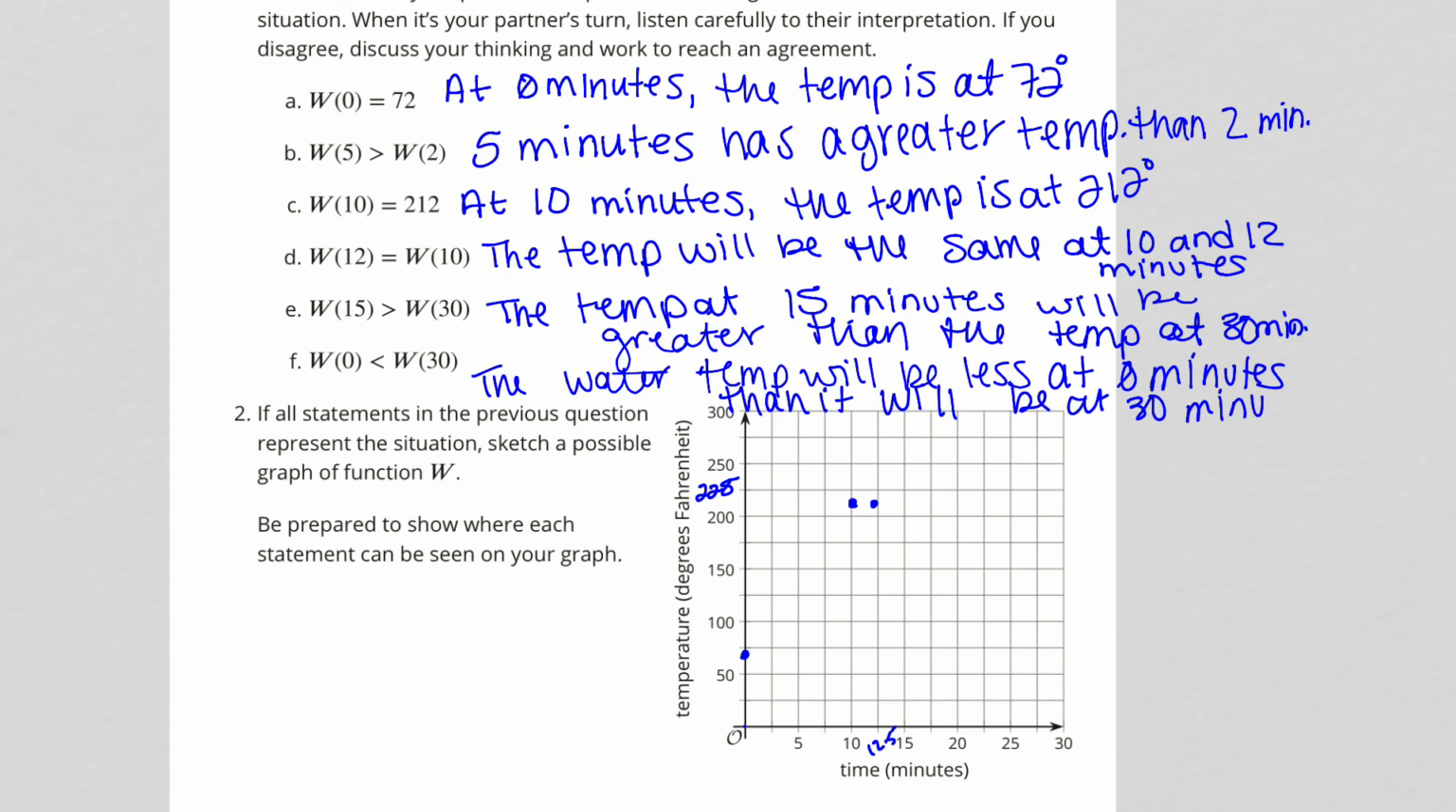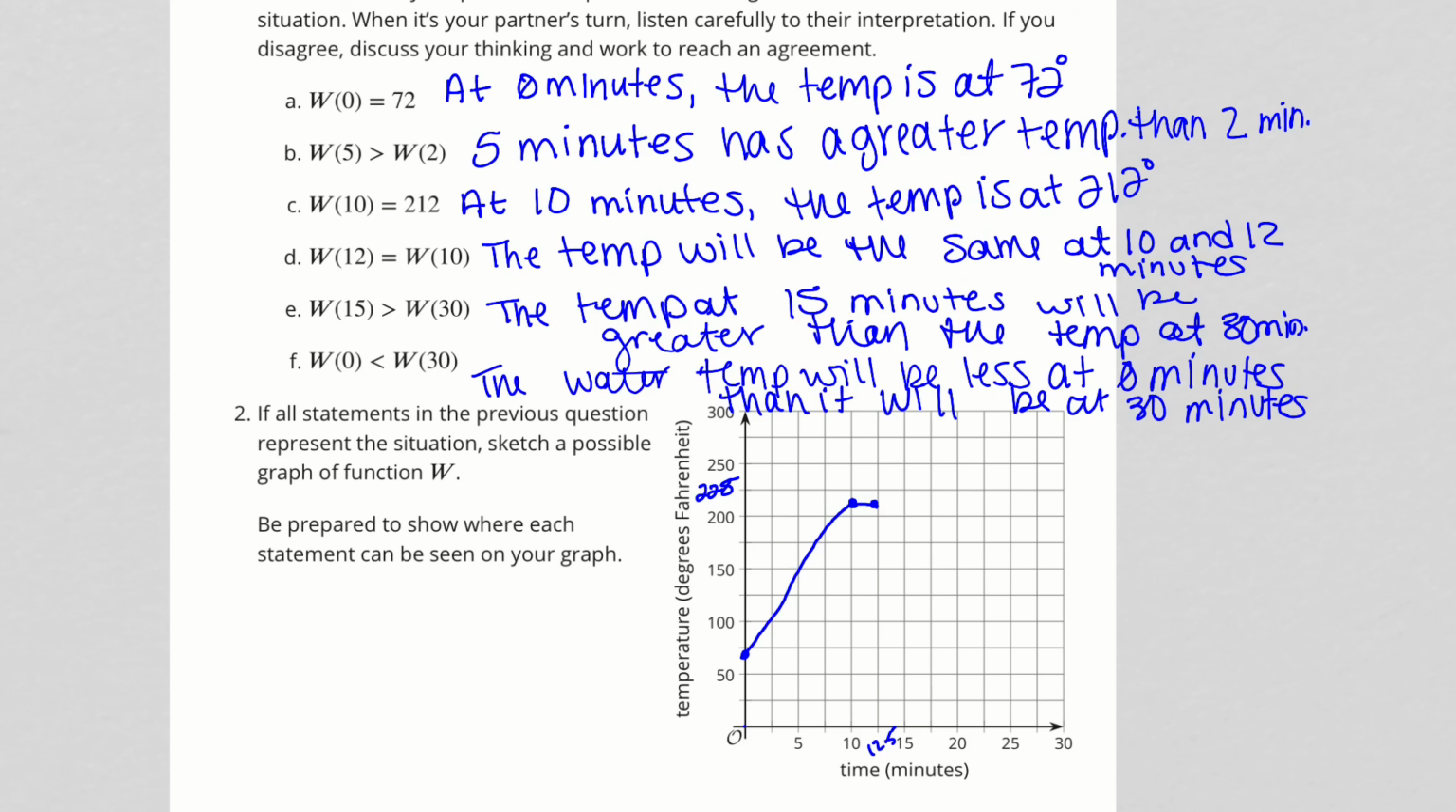And this makes sense because if you put a pot of water on the stove, when you initially put it on there, it's going to be lower than the temperature whenever you take it off if you actually turn the burner on, right? So let's connect these points that we have. So we're going to connect this. It should be kind of steady growth.